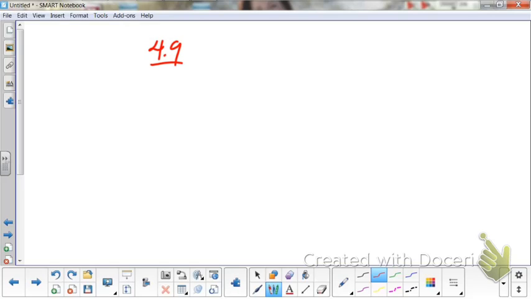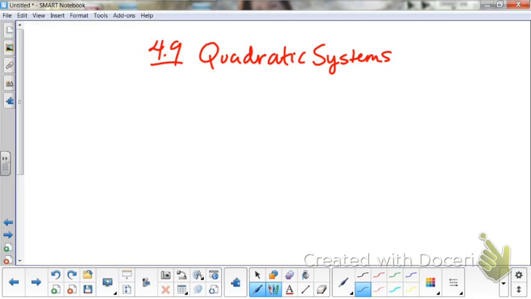4.9. Quadratic systems. So let's get two equations up here. y equals negative x squared plus 5x plus 6. And then another equation, y equals x plus 6. So we notice first off that the first equation is a quadratic, the second equation is a line. I need to find the solution, or their two intersection points.